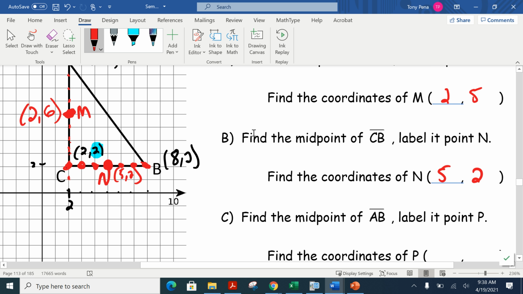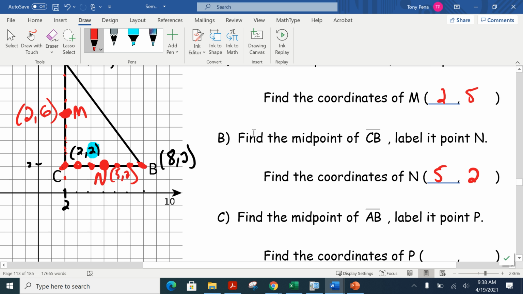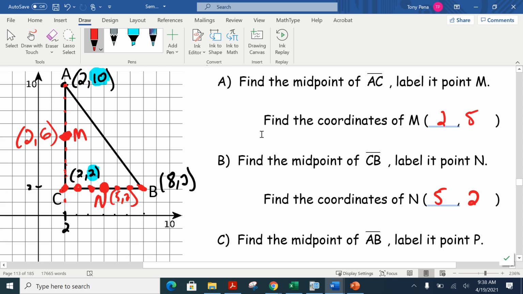All right, letter C. Anybody think they have this midpoint? Let me see what it is so I don't screw this up again. 1, 2. Okay, what do you have, Megan? Good. So she said the point right here, what did I want you to call this? P, that is the point 5, 6.